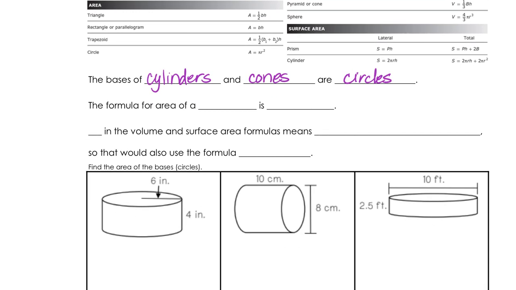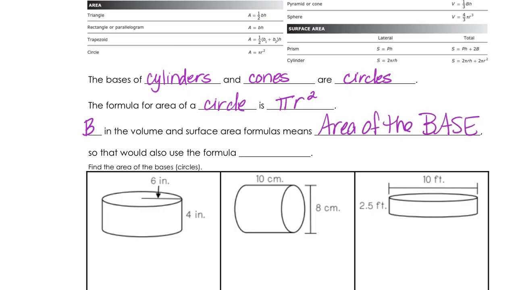So the formula for the area of a circle is given to you, and it is pi times radius squared. When we talk about big B, remember that means area of the base. So then you would have to use that formula, pi r squared, embedded into your formula.